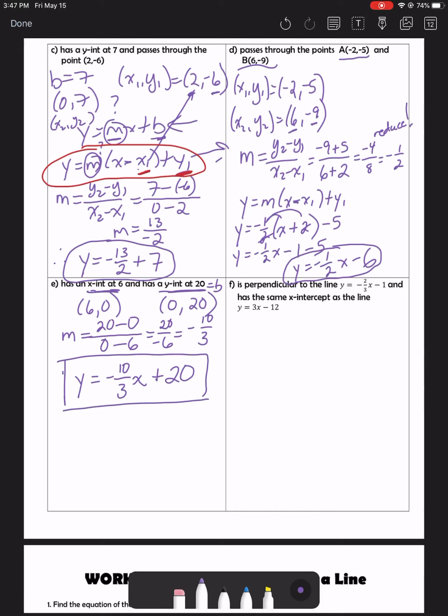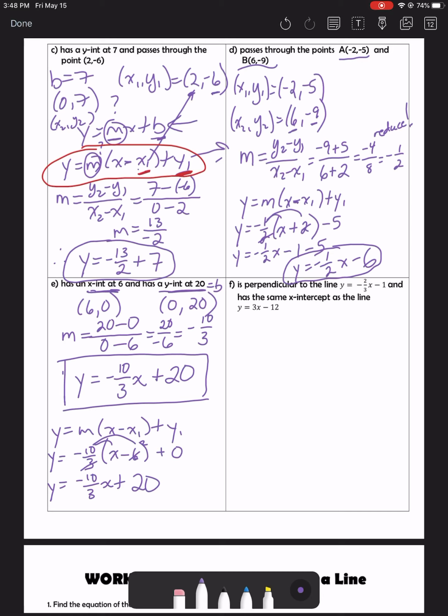Now again, we could have used the x-intercept, but if we were going to use the x-intercept, then we would have had to use y equals m bracket x minus x1 plus y1, because the x-intercept is not the y-intercept. So we would have to go y equals negative 10/3 x minus 6 plus 0, which is y equals negative 10/3 x. That's got to be multiplied through there. And then 3 and 6 will cancel to give you a 2 there. And a negative times a negative is a positive, and that's a 20.